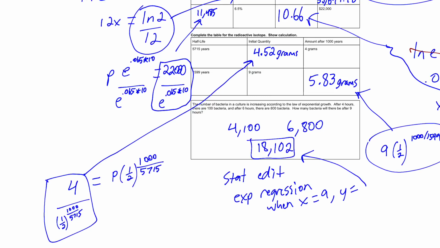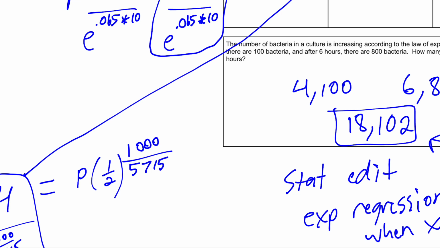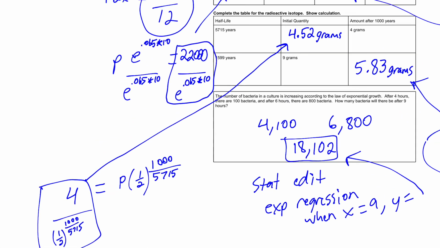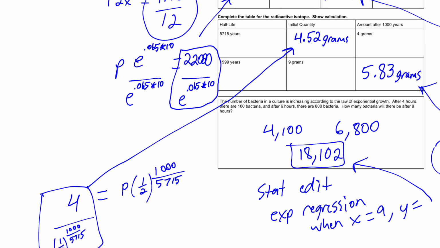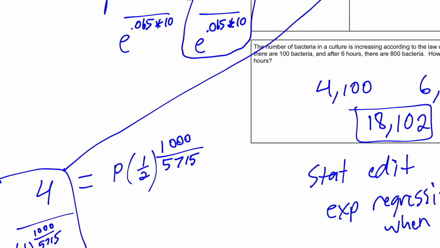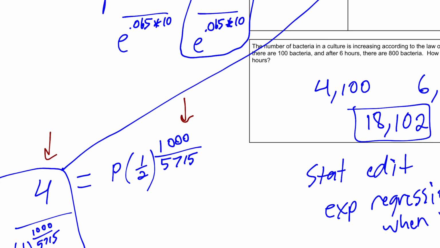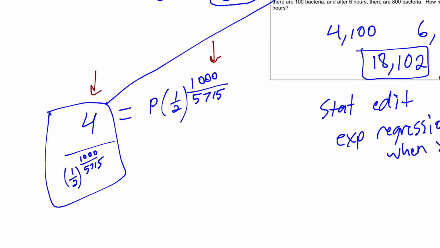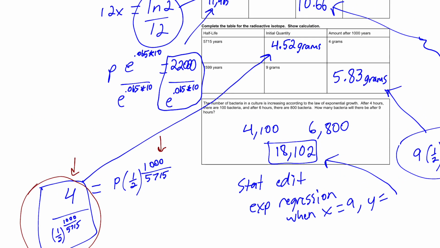For half-life, it's a similar formula, but a little bit different. So the idea here is that we have some principal amount times 1/2 to the power of some amount of time divided by the half-life. And they tell me here that my initial quantity is unknown, but the amount after 1,000 years is 4. So what I did is I plugged in the 4 on the left, and I plugged in the 1,000 years here, and I'm trying to solve for p, or my principal amount. And to do that, I can just divide both sides by 1/2 to the power of 1,000 divided by 5,715. So this part right here plugs straight into my calculator, and I get an answer, 4.52 grams.